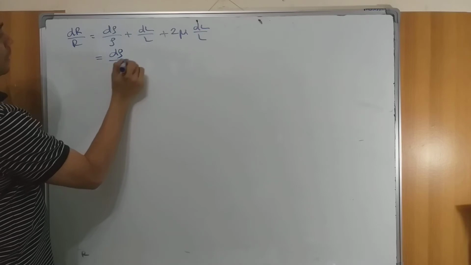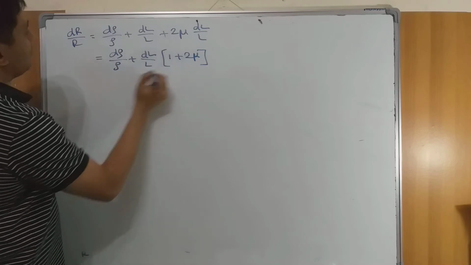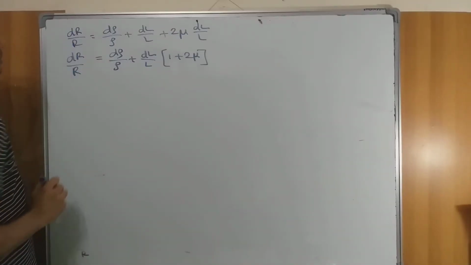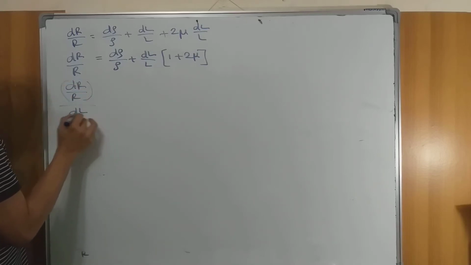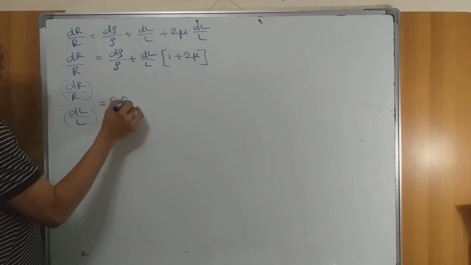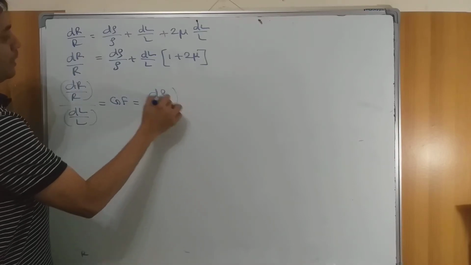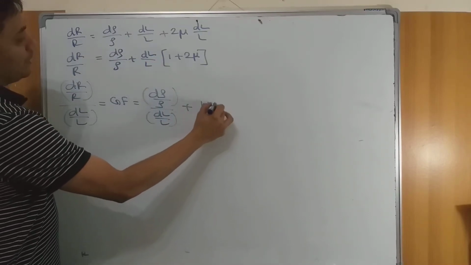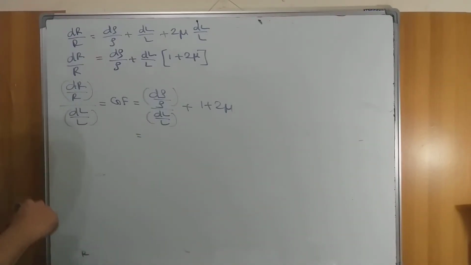So in this particular equation, d rho by rho is a single term, but dL by L is common, so we can write this equation as dR by R is equal to 1 plus 2 mu, times dL by L, plus d rho by rho. So we just divide this equation by dL by L. If you divide that equation by dL by L, this will give you the gauge factor as we discussed before. So d rho by rho divided by dL by L, plus 1 plus 2 mu, because the dL by L cancels. So this equation is nothing but the gauge factor equation.